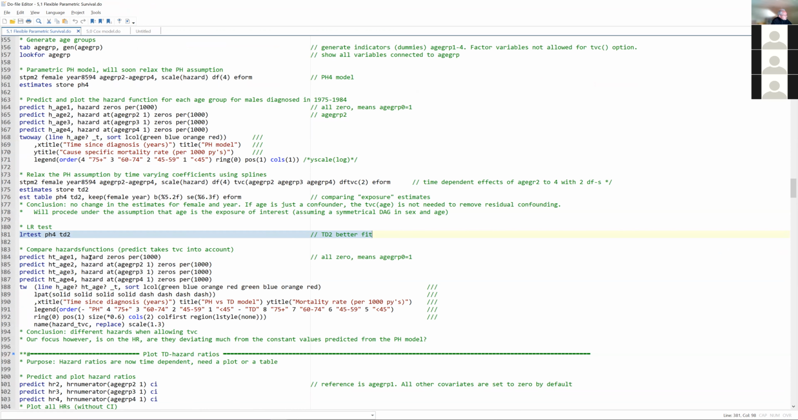We predict hazards, everything set to 0 and per 1,000 person years into H1. And we do the same for age group 2 equal to 1, age group 3 equal to 1, and age group 4 equal to 1, and put them into their corresponding new variables. So these are called HT for time-dependent hazards, compared to the hazards up here with no T. And then I'm doing a plot with everything put into the same plot, and we can compare the results.